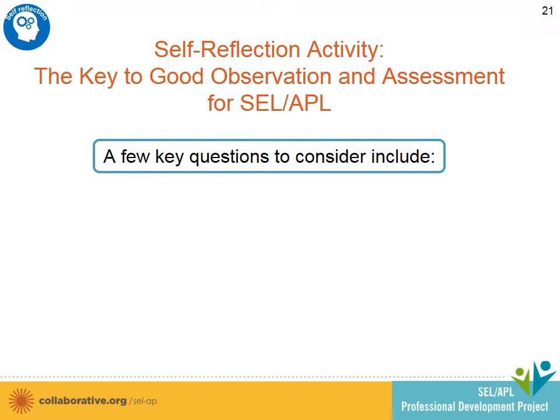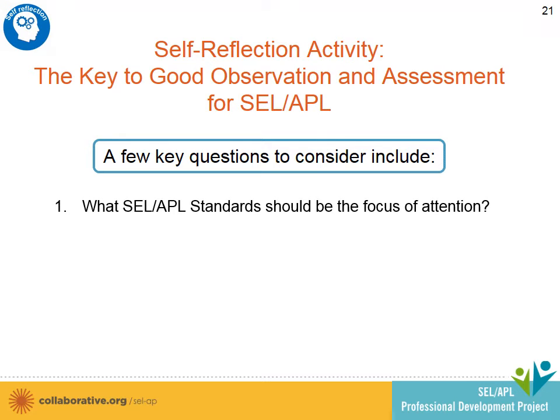Please take a few moments to reflect on the following questions. Some of the key questions to consider in thinking about the connection between observation and assessment of SEL and APL include: what should be the focus of attention? Begin by noticing everything and use the social emotional learning and approaches to play and learning standards as a guide to think about what you see. The more you work on the standards, the easier it is to see evidence of children's learning in just about everything that they do. The standards can also remind us to look for learning we might not normally pay attention to.